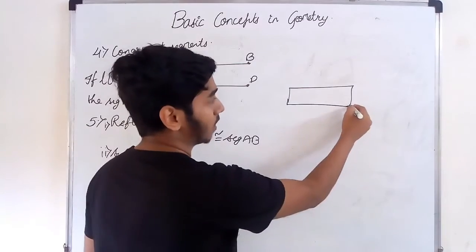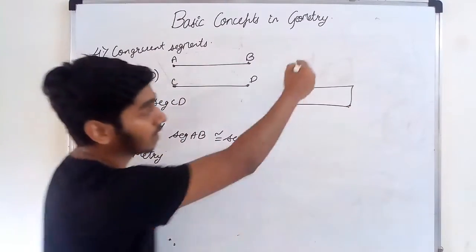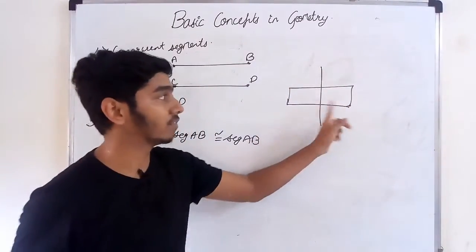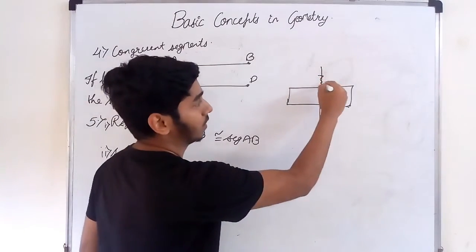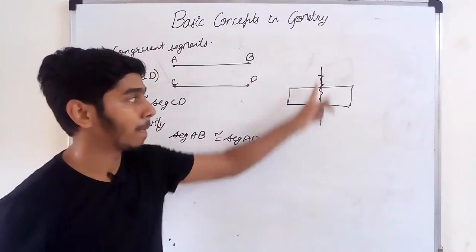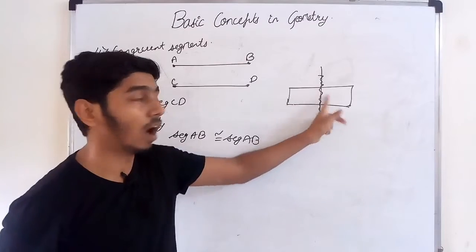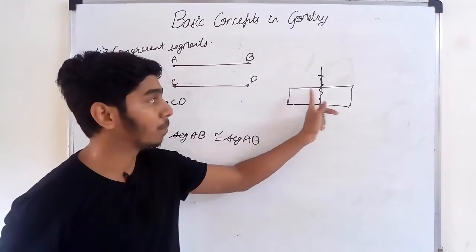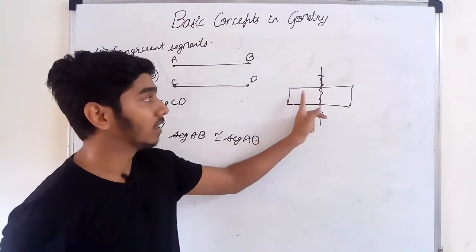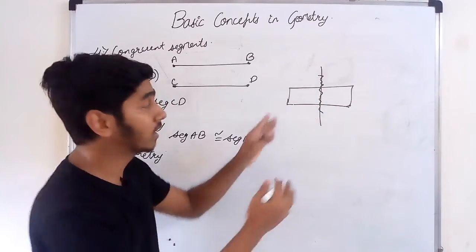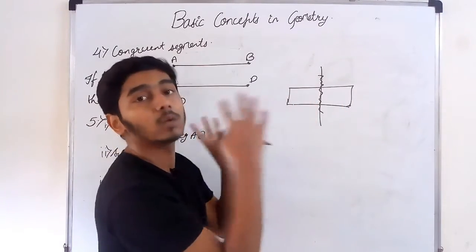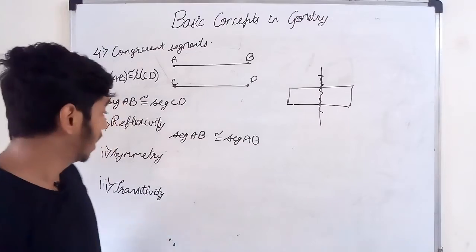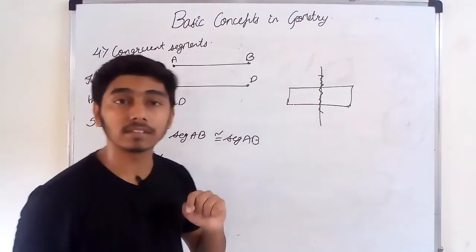Let's say this is a rectangle. If I cut this into half, the rectangle is cut into two halves, and they both are the same. I have divided the rectangle in such a way that this part and this part are both equal. Getting it? Then what is symmetry in terms of this?